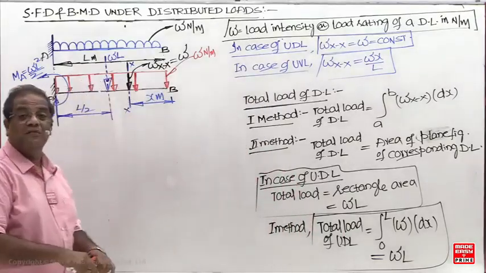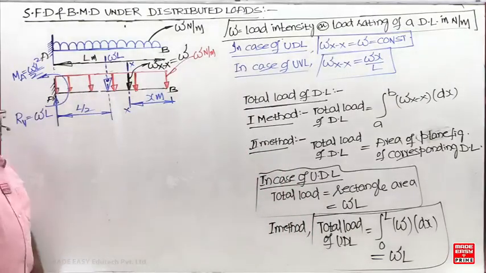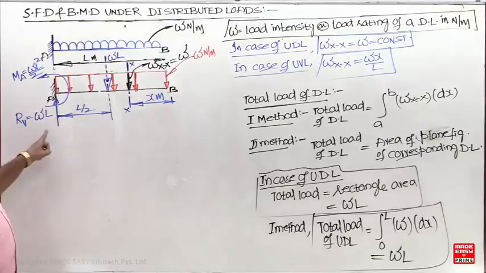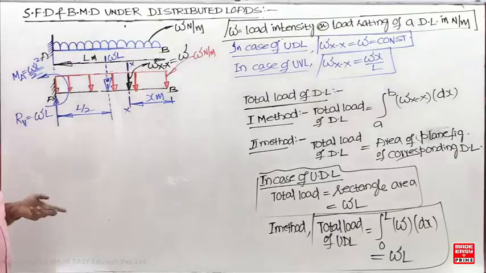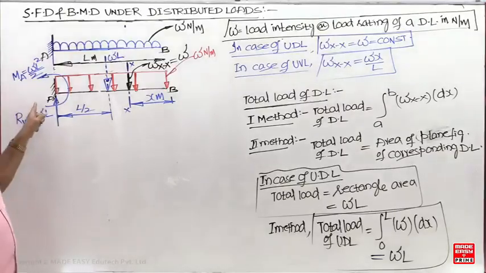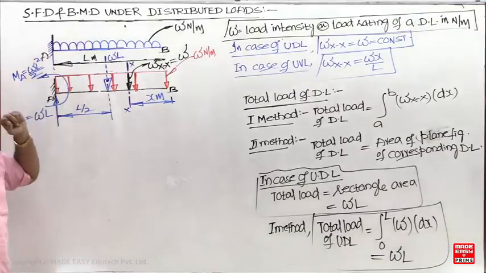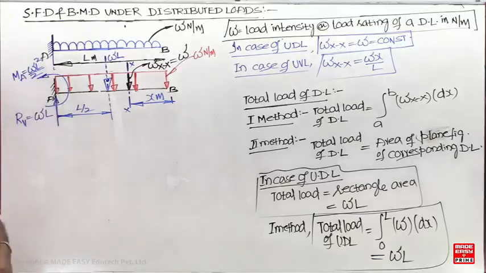Now can you give the shear force and bending moment at the fixed end? Directly this will become the shear force. What is the shear force here? WL upward. WL upward means positive. And what is the bending moment? Minus WL square by 2.